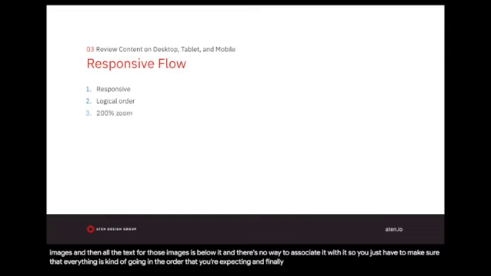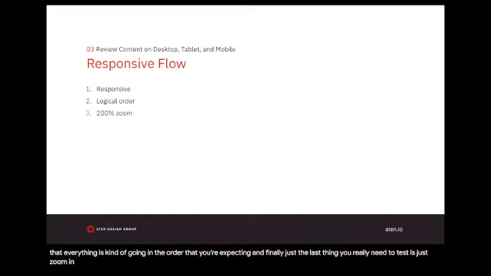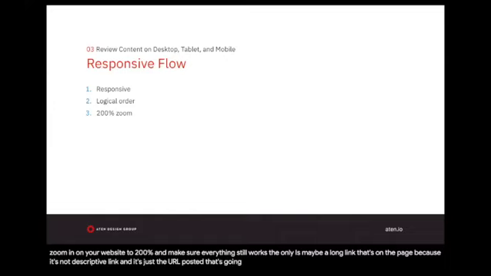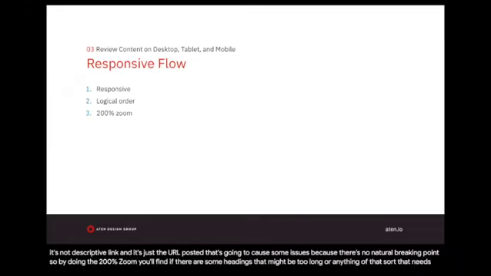And finally, the last thing you really need to test is just zoom in on your website to 200% and make sure everything still works. The only time I really see issues with this regarding content is maybe a long link that's on the page because it's not a descriptive link and it's just the URL posted. That's going to cause some issues because there's no natural breaking point. So by doing the 200% zoom, you'll find if there are some headings that might be too long or anything of that sort that needs to be fixed.